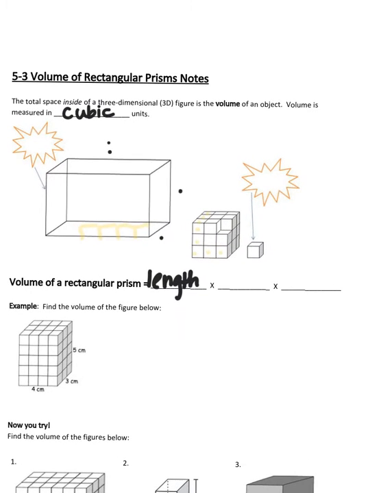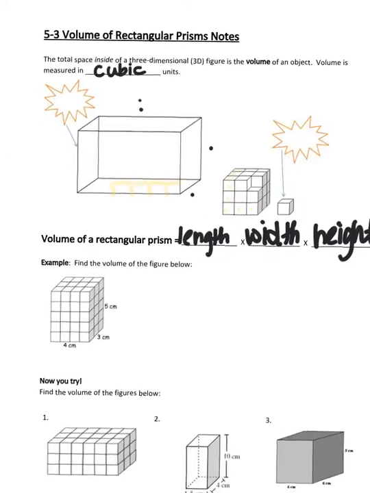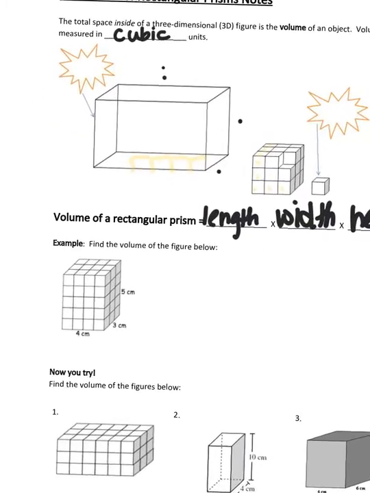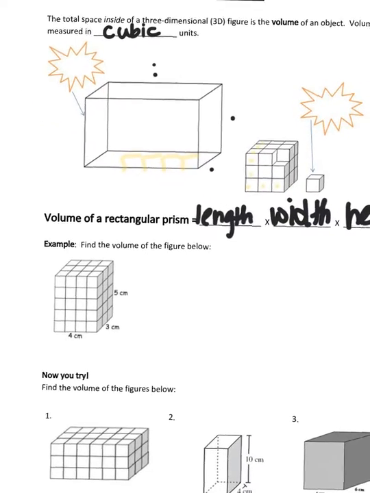times the width times the height. All three of those things, okay? Think of a shoebox. It's the easiest thing to think of. You have how long it is, how deep it is, how wide it is, okay? So when you're finding volume, all you're going to do is multiply those three things together.